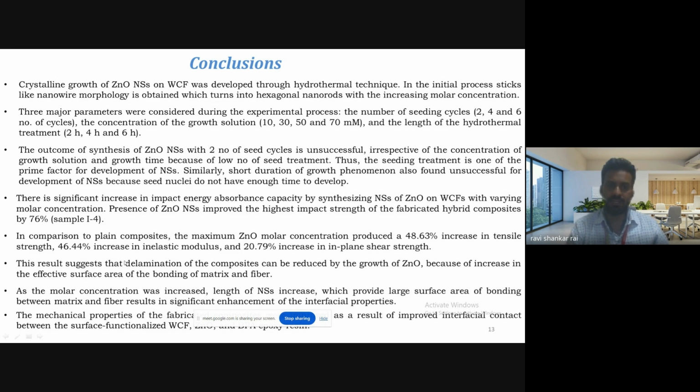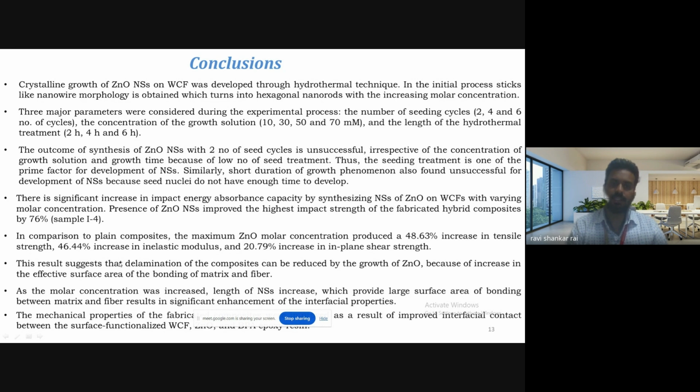In comparison to the plain carbon fiber composite, we have achieved a 48.60% increase in tensile strength, 46.44% increase in elastic modulus, and 20.79% increase in flexural strength. So overall, all the mechanical properties have increased because of the presence of the nanostructure.